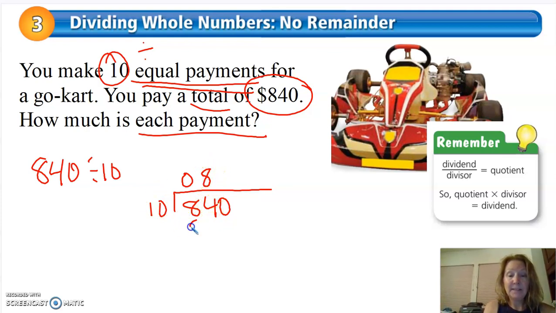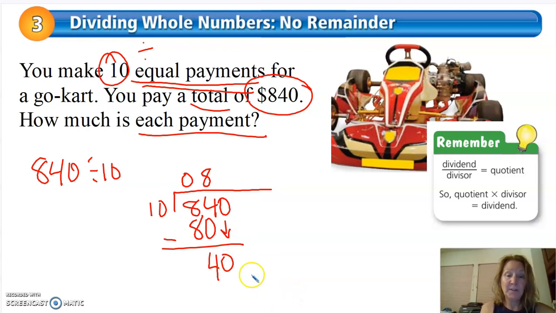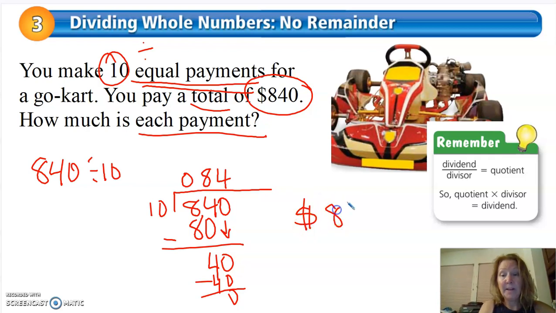8 times 10 is 80. I multiply, and then I subtract to see what I have left over. I have a 4 left over, and it stands for 40. So I'm going to bring down the 0. Now you can see that it is 40, and 10 goes into 40 4 times. 10 times 4 is 40, and when I subtract, I have no remainder. So you make payments of $84.